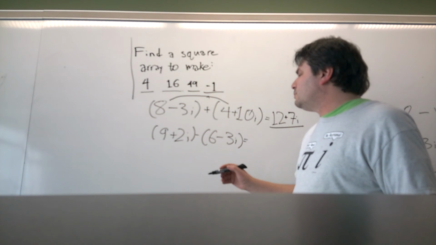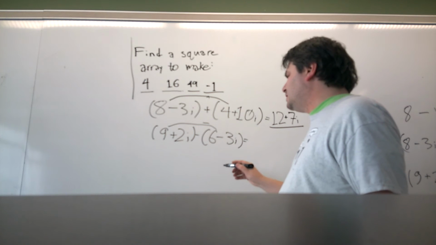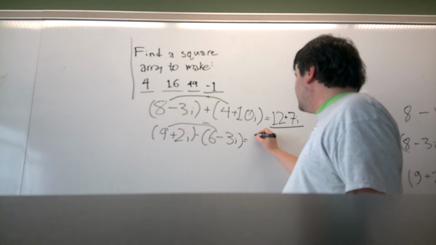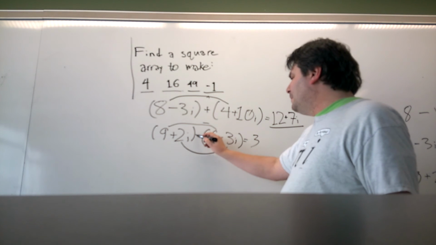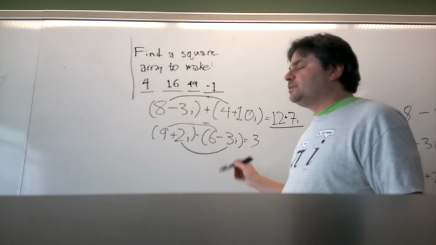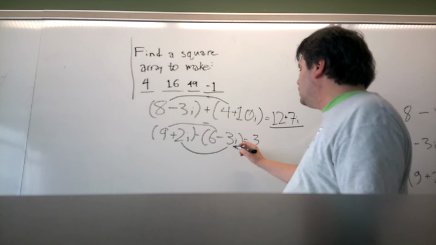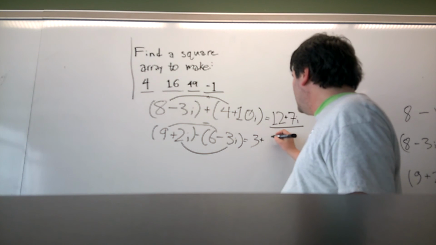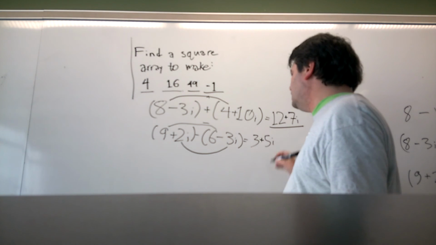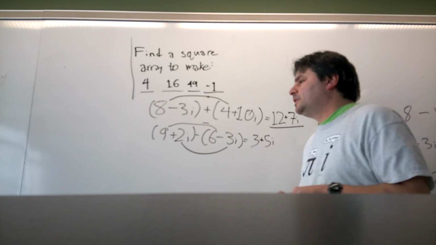What happens with the subtraction? We have 9 minus 6, that gives us 3, and then with the i's, be careful now, 2i minus a negative 3i. When we subtract a negative, it's like adding a positive. So you switch both signs around. 2i minus a negative 3i will give you positive 5i. And that is the way you express that.